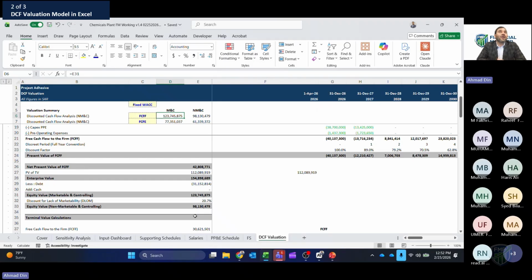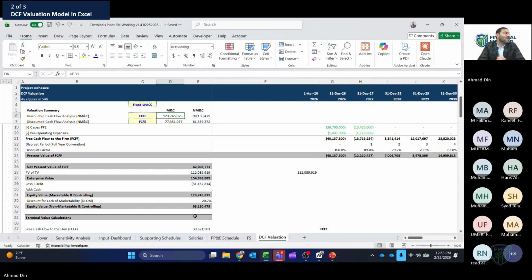So if we give the value through the FCFF, the shareholder will say 123 million, we have a valuation of 123, and FCFE is 77, so they will be disturbed by this. They will assume the valuation of the company is 123 million, but the actual value is showing as 77 million. So we need to cover that gap. Why is there a gap? Anyone have an idea about this?